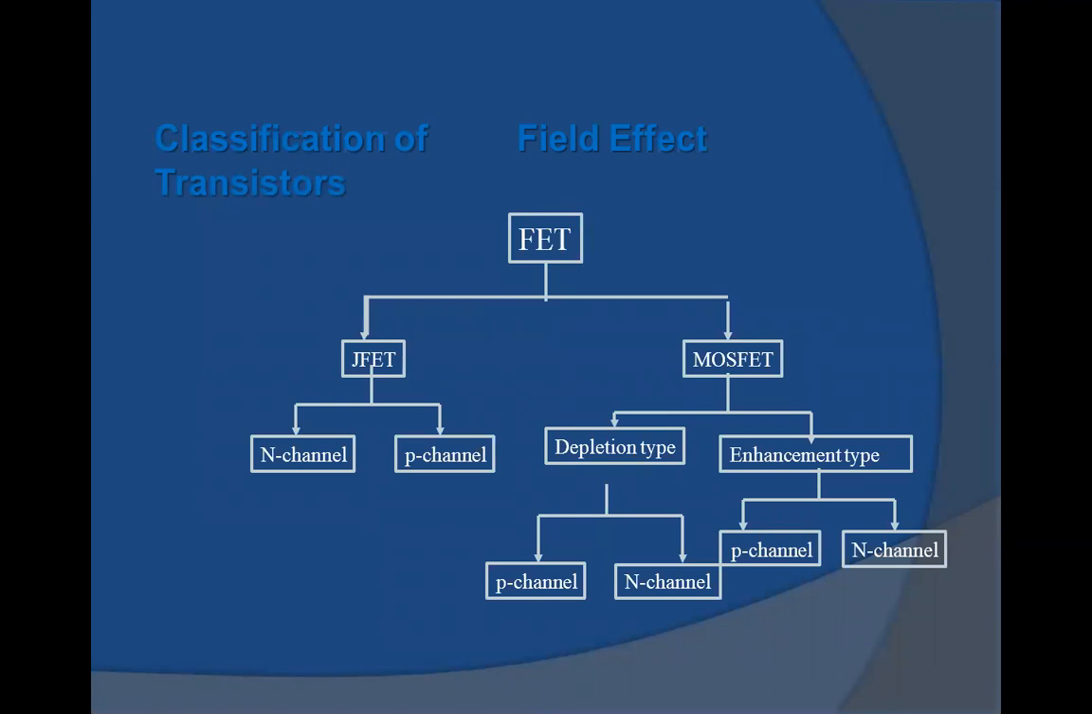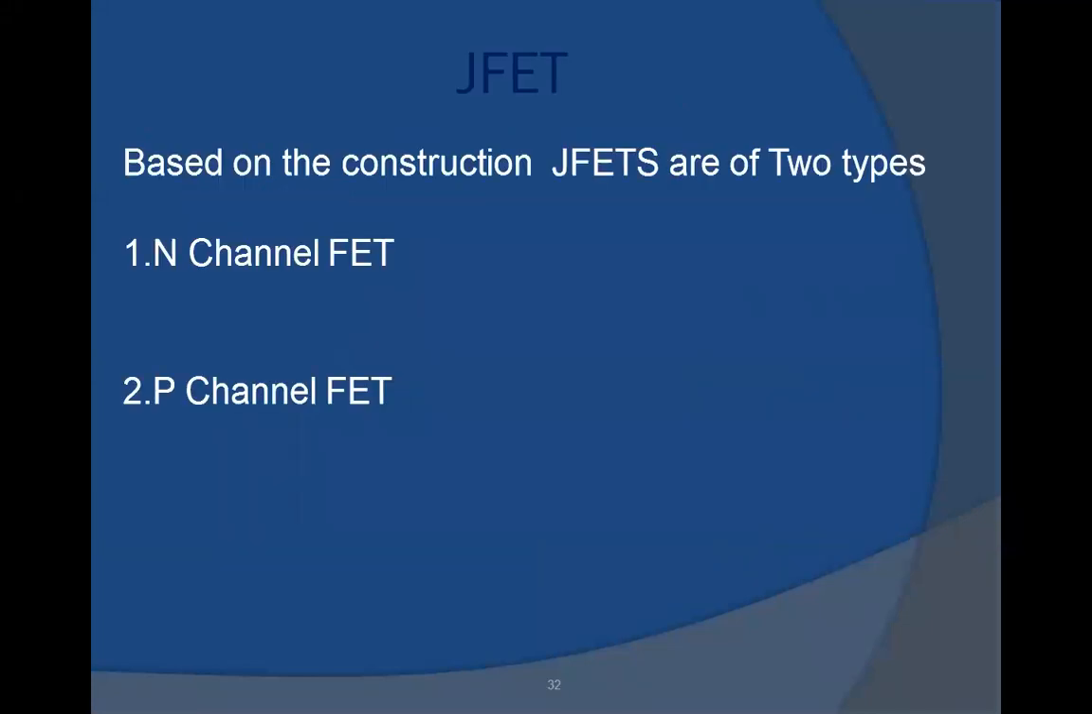The classification of FET is given here. So FET is classified into two types, JFET and MOSFET. Further, JFET is classified into N channel and P channel. MOSFET is classified into two types, depletion and enhancement type. Each type is further classified into P type and N type channels. So based on the construction of JFET, we have two types, that is N channel FET and P channel FET.